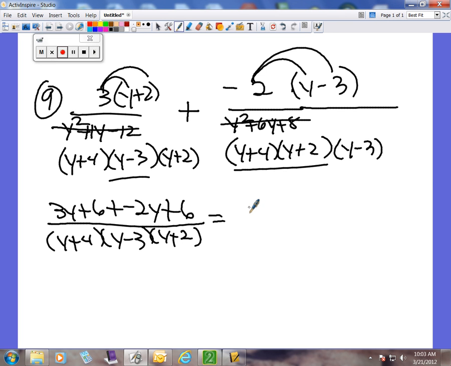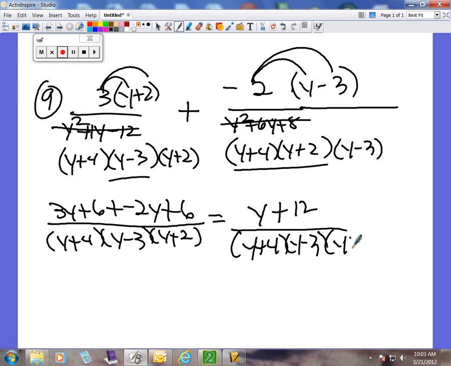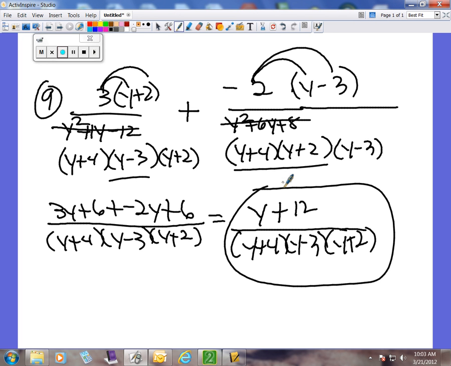3y minus 2y. 6 plus 6 is... I had people cancel those 6's for some reason. All over your denominator, yes. Y plus 4, y minus 3, y plus 2. And please don't start canceling too early. It's finally sinking in, isn't it? Aren't you glad that I do this? Most teachers just go on, don't they?